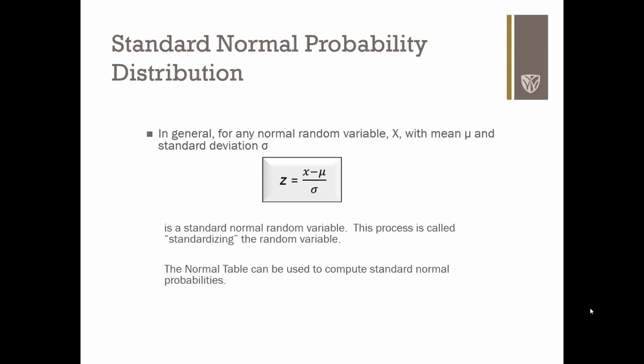First, if you have any normal random variable with a mean of mu and a standard deviation of sigma, no matter what those values are, if we take that random variable, we subtract its mean and divide by its standard deviation, that gives rise to a new random variable we typically refer to as z that has a standard normal distribution. That process of subtracting the mean and dividing by the standard deviation is called standardizing the normal random variable, and that z value is typically referred to as a z-score.